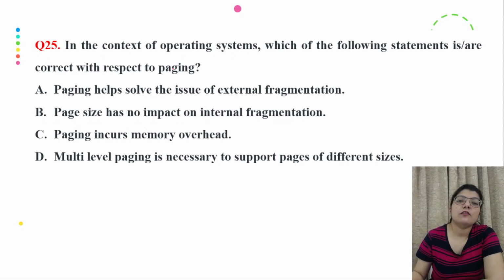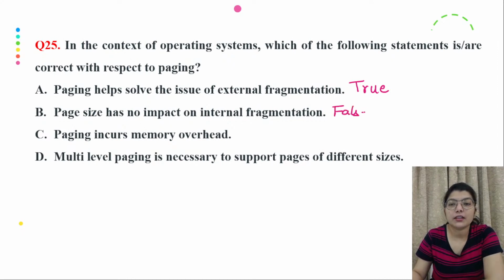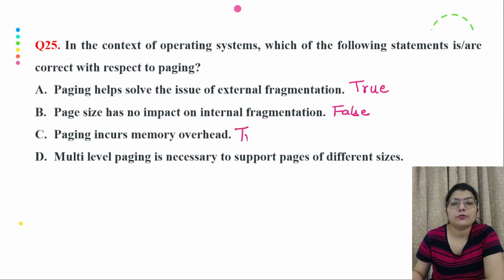So paging helps solve the issue of external fragmentation. This is true. I hope you all know this. Right? Then next, page size has no impact. This is false. Now, paging incurs memory overhead. Is it true or false? This statement is true. Why?